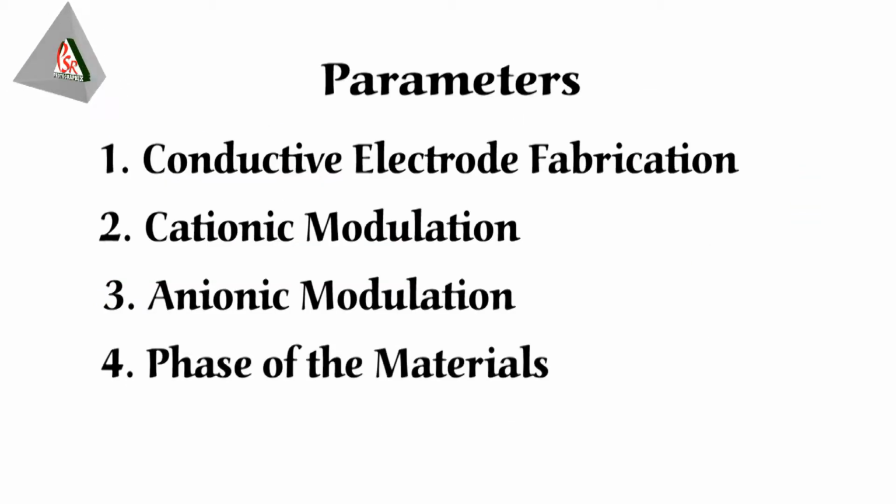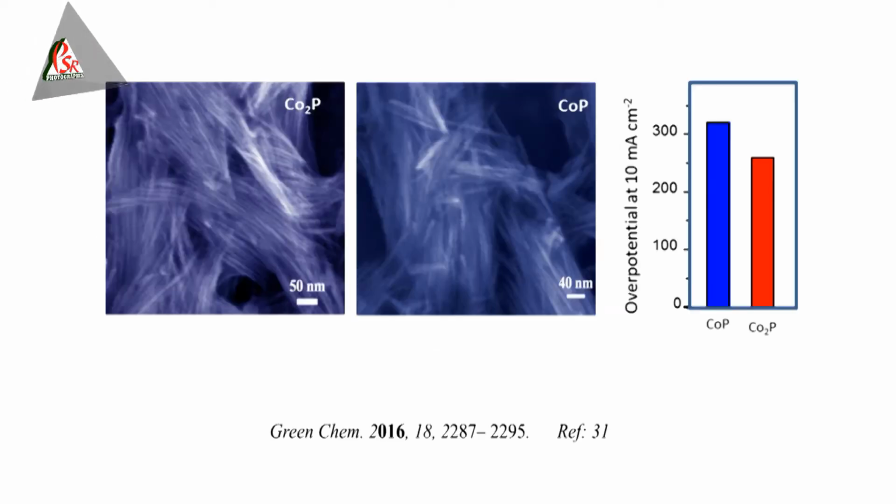Phase of the material: metal-rich phases show more activity as the conductivity of the metal-rich phases is high. A direct comparison between monocobalt phosphide and dicobalt phosphide reveals that dicobalt phosphide has much higher activity.